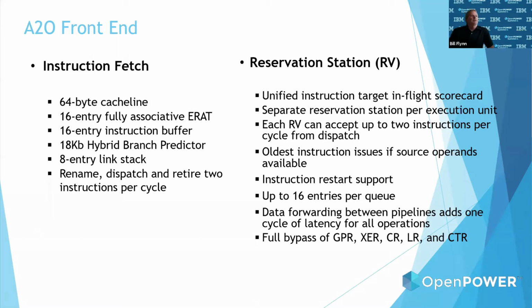The oldest instruction issues, when available, sources, includes restart support for flushing, 16 entries per queue, and data forwarding between pipelines adds 1 cycle of latency for all operations. And for GPRs and the various special purpose condition code type registers and link register and count, full bypass.